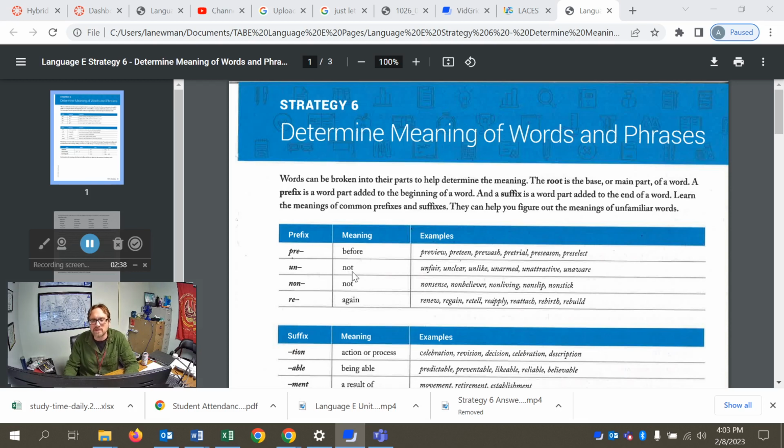Un and non both mean not. So if we add those to a root, we're basically negating its meaning. So unfair means not fair. Unclear means not clear. Nonsense means, well, it's not sensical. Nonbeliever means not a believer, and so on. And then re is another pretty common prefix, maybe the most common prefix. We use it a lot, and it means again. I would say it's difficult to speak for any length of time without using a prefix re word. But renew, to make new again; regain, to gain again; retell, to tell again; and so on.